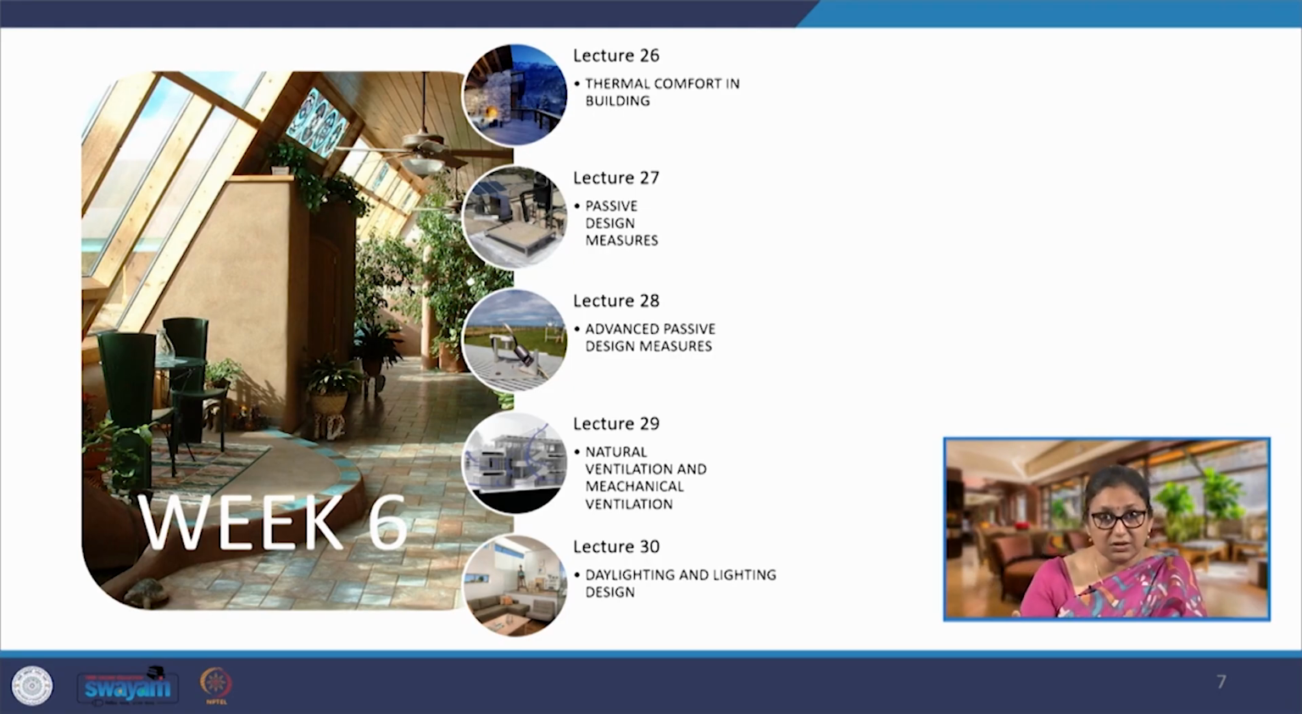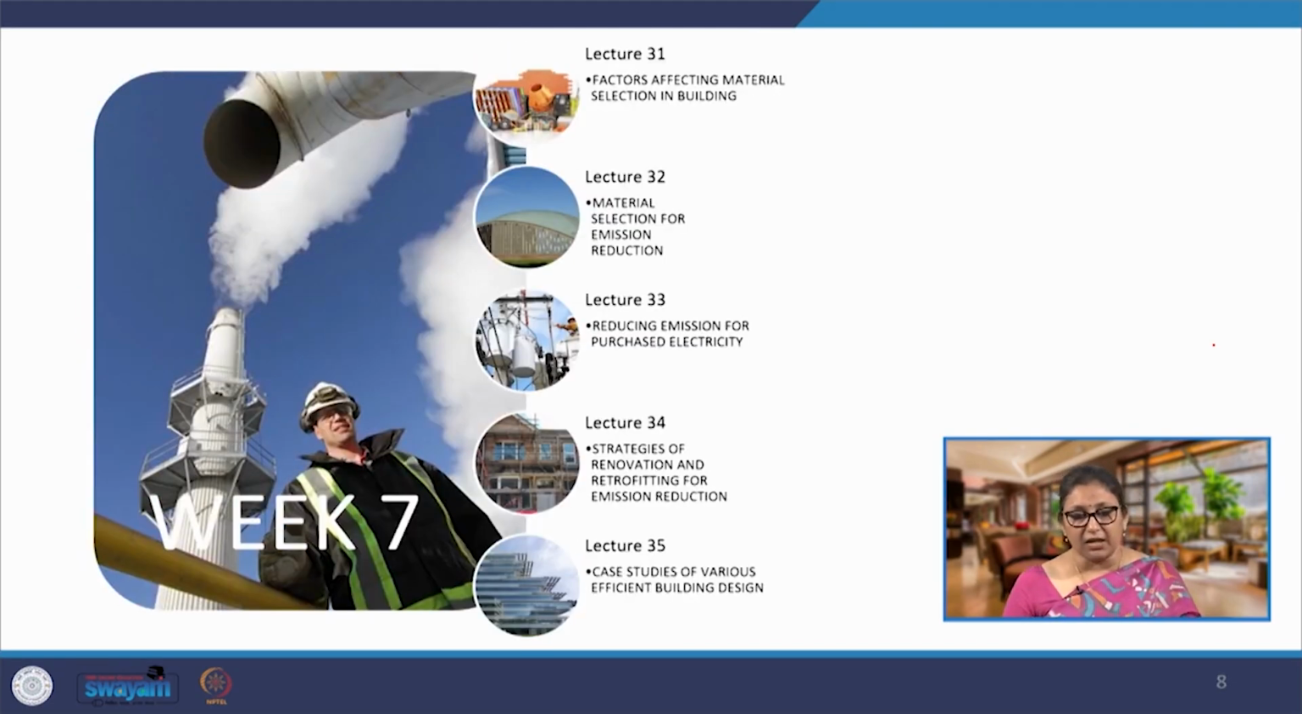Before we moved on to these strategies, we looked at some basic terminologies and understood thermal comfort in buildings, because most of the energy is actually consumed in buildings for creating thermal comfort. Then we looked at some of the passive design measures, advanced passive design measures, natural ventilation and mechanical ventilation techniques, and daylighting, all of which together would give us savings in terms of the energy consumption in buildings. In week 7, we looked at, so this was only design.